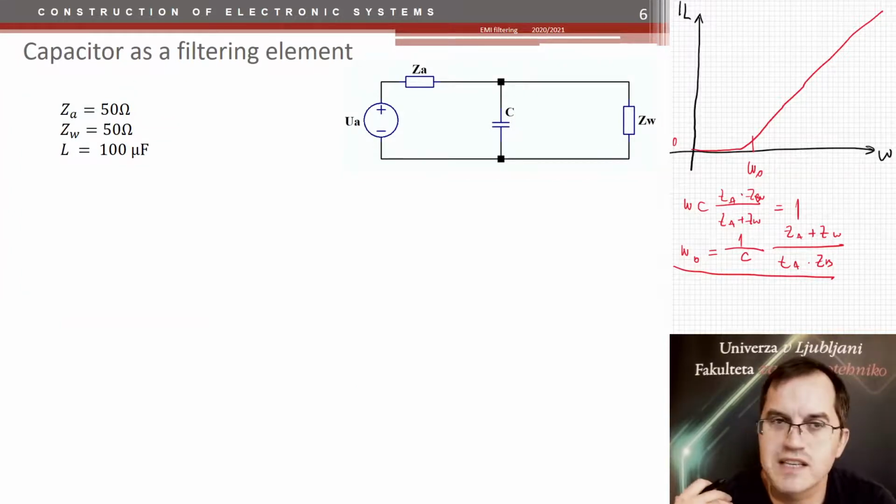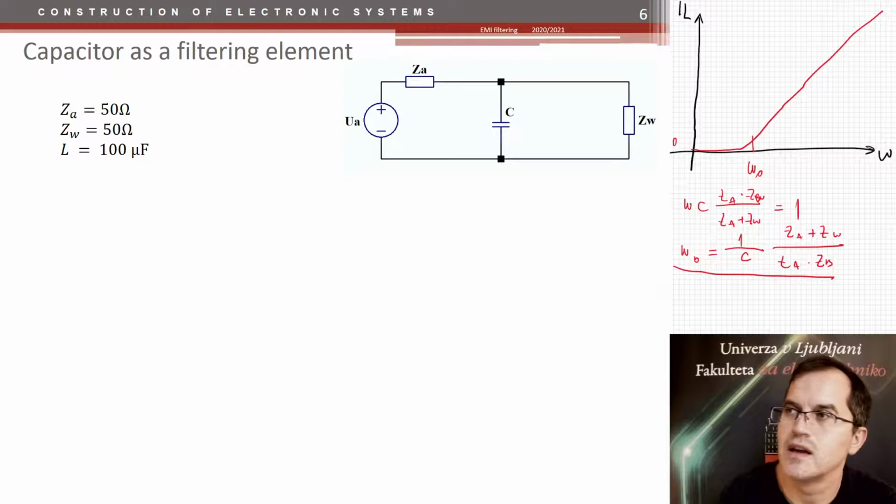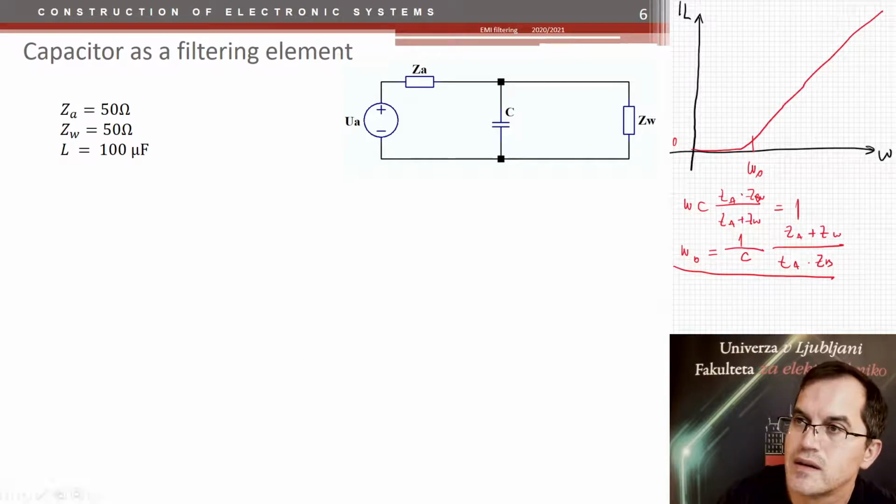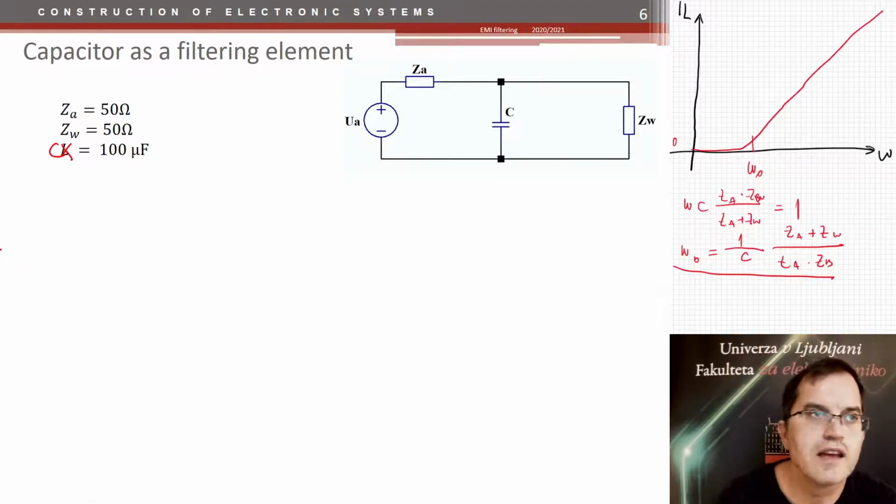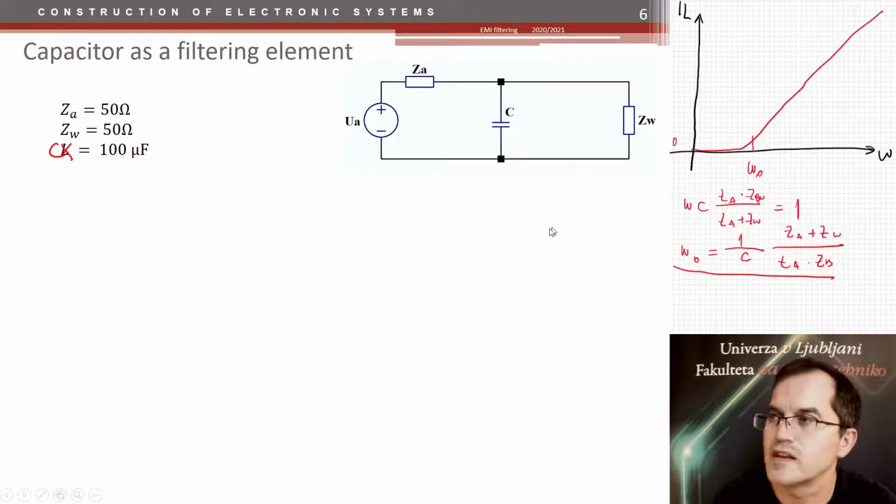Now we have the same 50 ohm source and the victim impedance. We have the 100 microfarads capacitance. That's the mistake here, I'm sorry, copy paste error. So it's a capacitance, of course. And then we will see what happens.